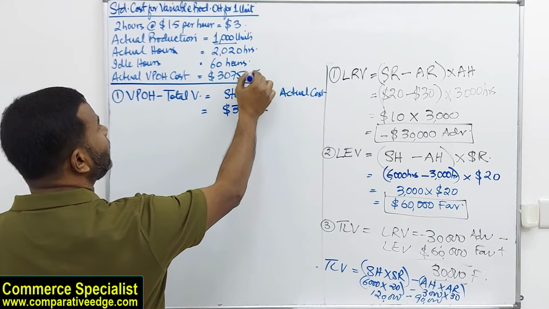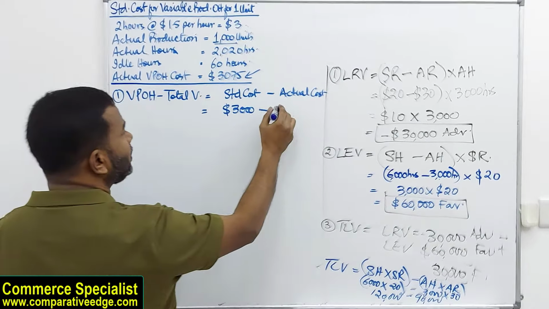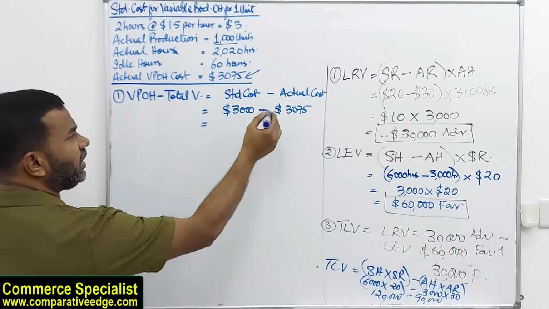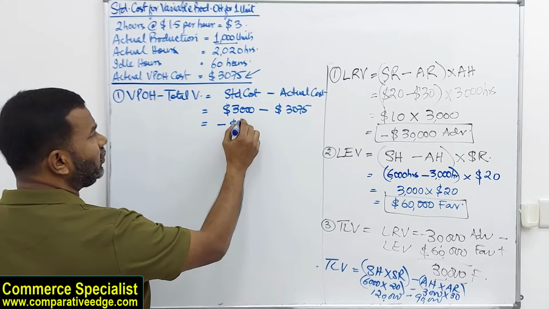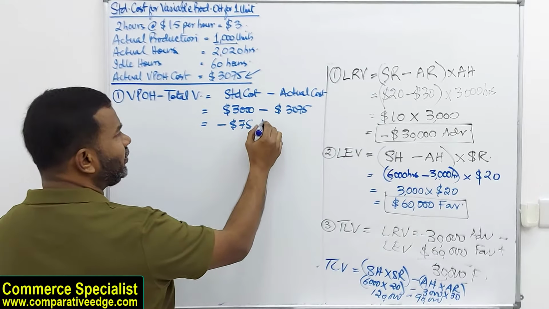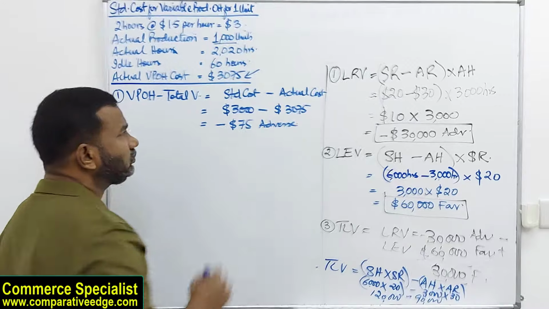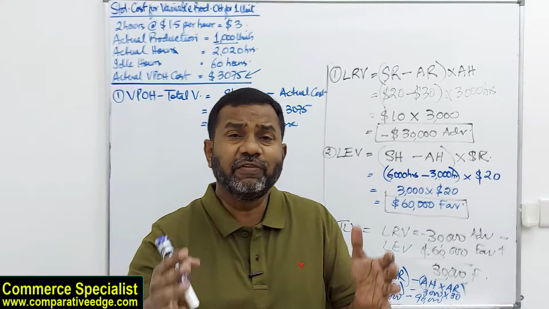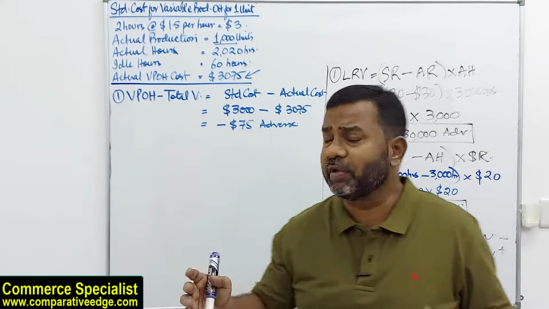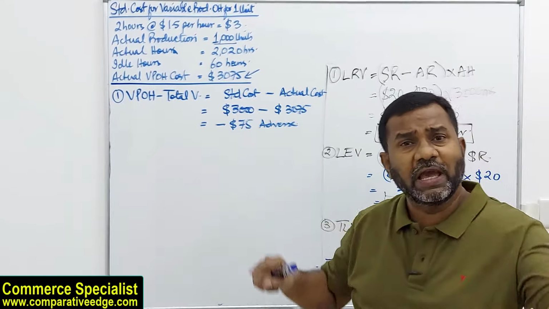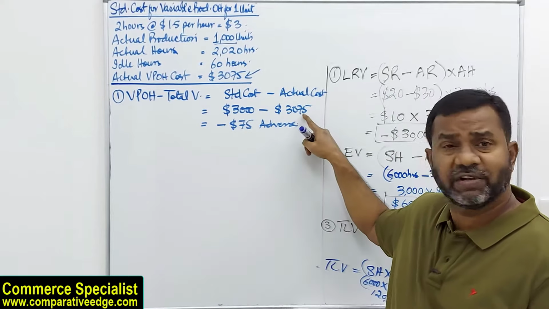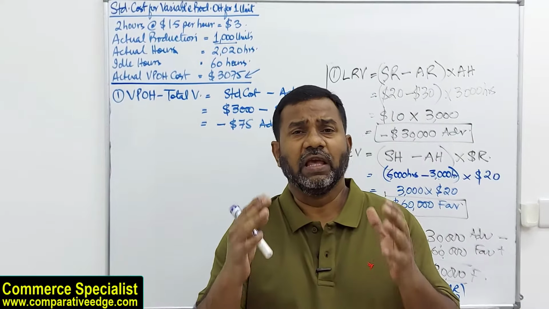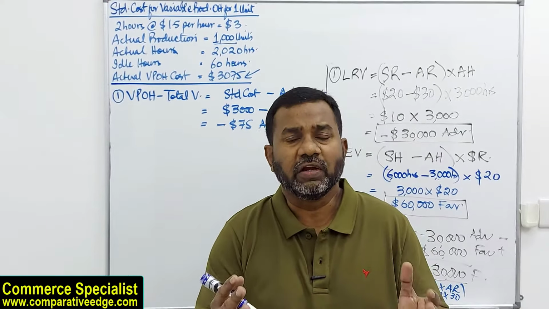Actual cost is given here, very straightforward, actual variable production overhead cost, which is 3,075. Obviously 3,000 minus 3,075 will give you 75 minus, and this is obviously adverse variance. Why adverse? Because we thought, what we estimated, that our electricity bill will be 3,000, but when the actual bill came, it was 3,075. So obviously the actual expenditure, the actual variable overhead cost was more than what we expected.